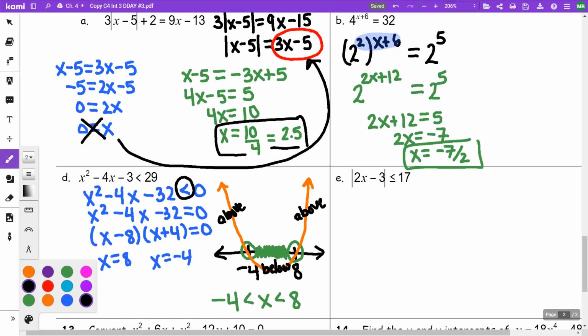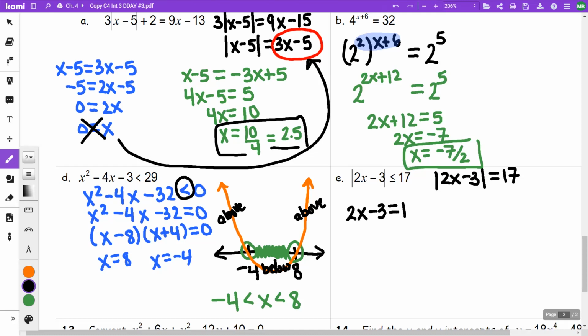The next one, I would isolate my absolute value. It already is. So I'm going to write my two equations. I'm going to think of it as an equal. So I'm really going to be doing absolute value of 2x minus 3 equals 17 because I'm trying to find my boundary points. Boundary points are where it makes it equal. So I'm going to write my two equations.